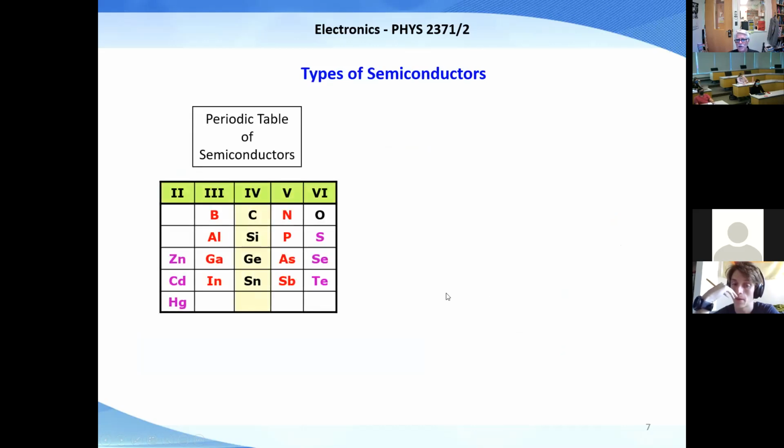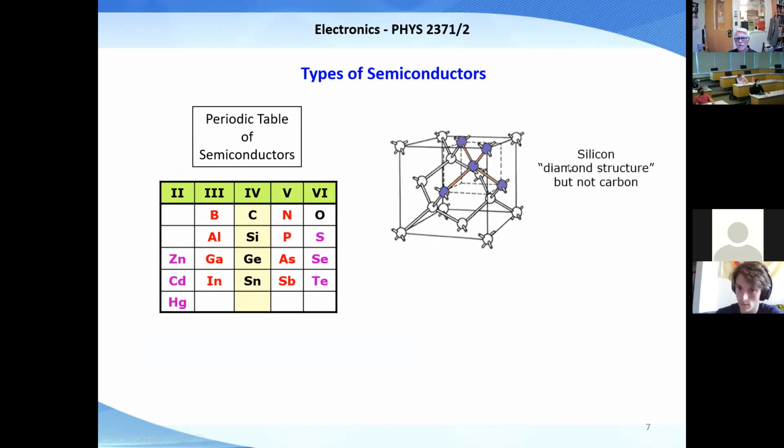Okay, now here we go. Types of semiconductors. There are many types of semiconductors that we've discovered. Of course, the most important one is silicon. Silicon has a structure like this. This is the crystal structure.